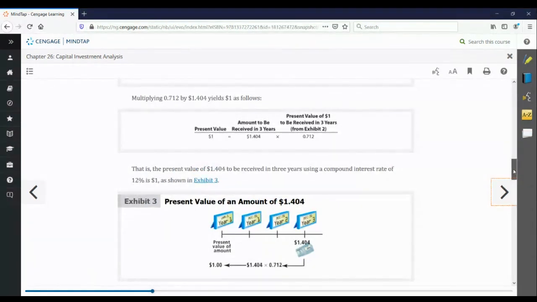Now, in the example that we just looked at, that dollar amount that we are investing represents what is sometimes called a lump sum amount. This lump sum amount is a one-time amount that we are investing. So we're investing $1 one time. We're going to leave it in an investment for 3 years at 12%, and that $1 will grow to $1.40.